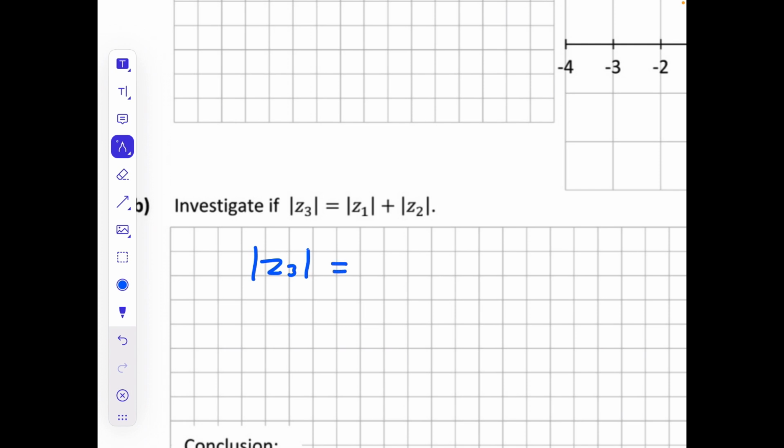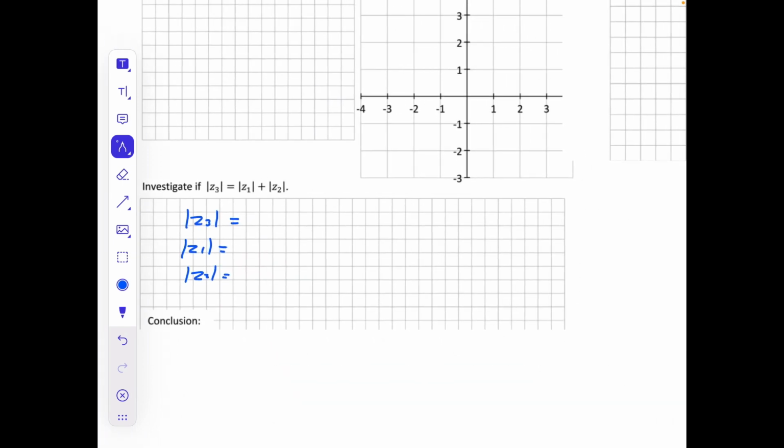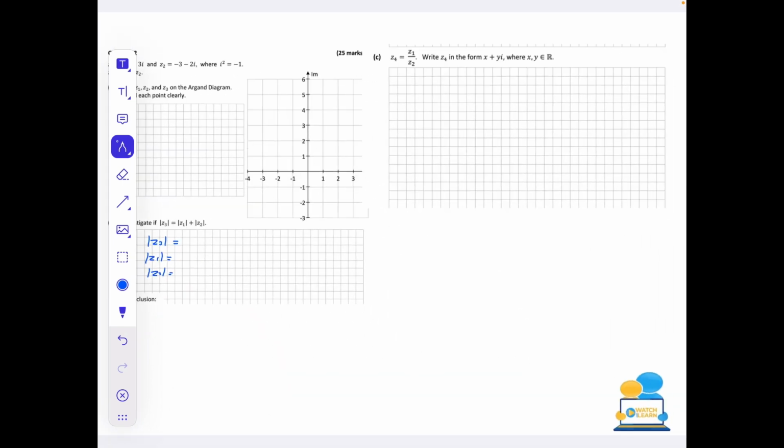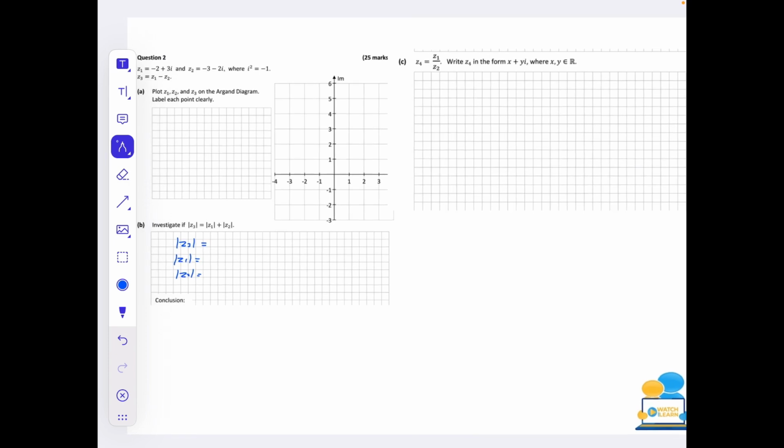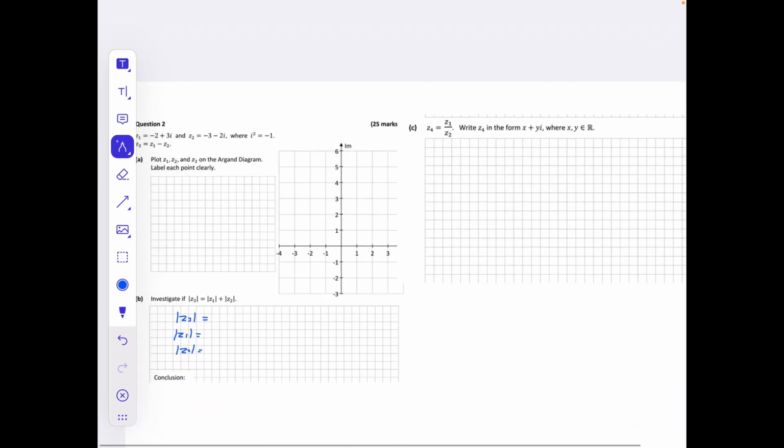So what I would do there, I would find the modulus of z3, the modulus of z1, and the modulus of z2, so find them all separately, and then set them up. If when you add the modulus of z1 plus the modulus of z2, that's the same answer that you got for the modulus of z3, all you need to say is that the statement is true. If it doesn't work out, the statement is not true. Okay, that's just your conclusion. No need to overcomplicate the conclusion.